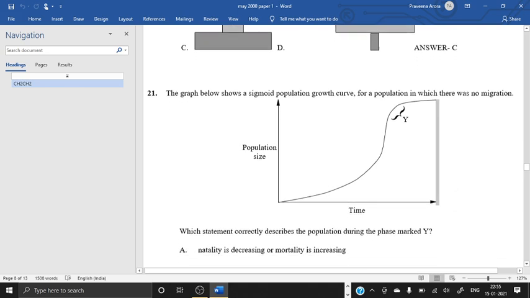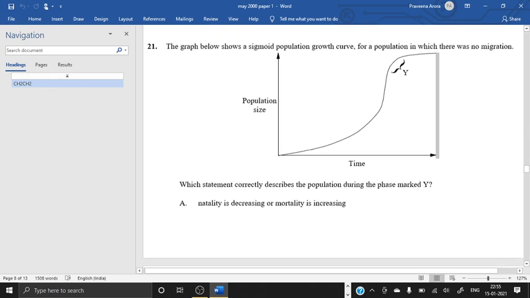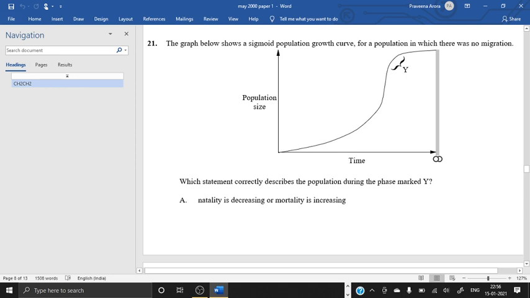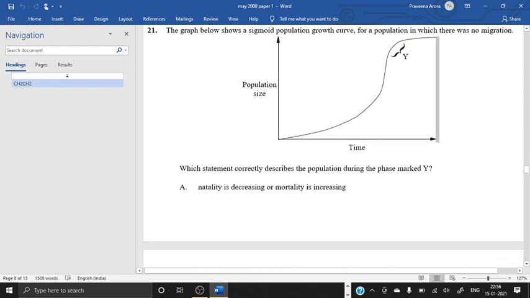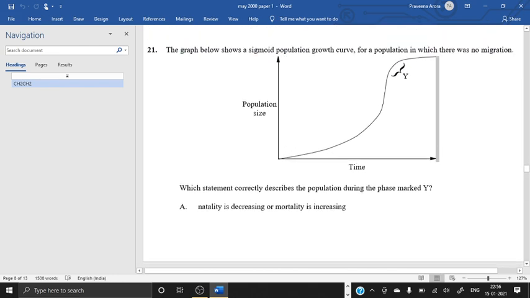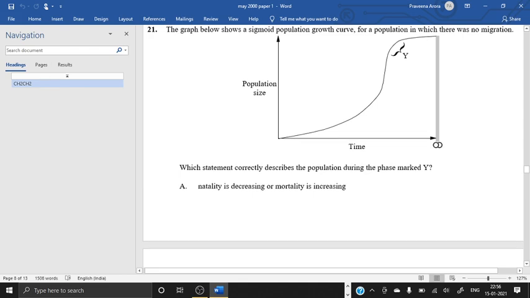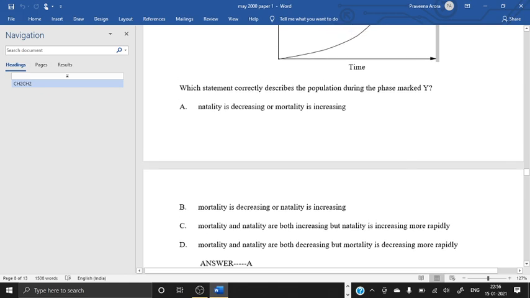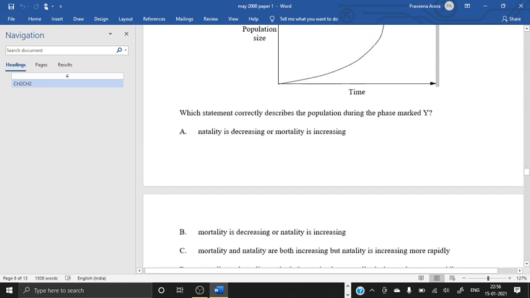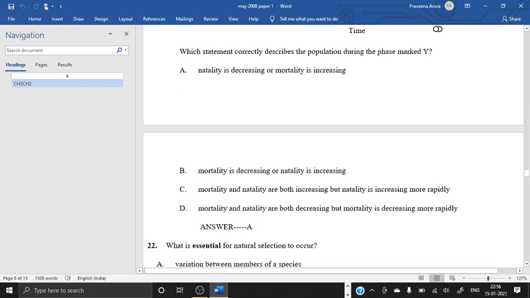Then the graph is being given. The graph shows a sigmoid population growth curve for a population in which there was no migration. So over here the population size as well as the time is being given. Which statement correctly describes the population during the phase marked Y? Okay, so four options are given and the answer is A. Natality is decreasing or mortality is increasing.